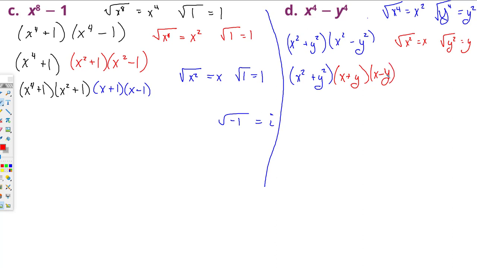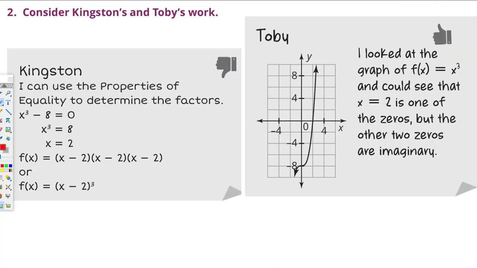So check your answers with what I just did. So we have Kingston and Toby. We're going to look at Kingston and Toby's work. Kingston says he used the properties of equality to determine the factor. He came up with the factor of being x equals 2. So we found out the trick is if we have that factor, we set it where we have the opposite sign in the parenthesis. So x minus 2. And he said, well, I don't have anything else, so I'm just going to put it 3 times.